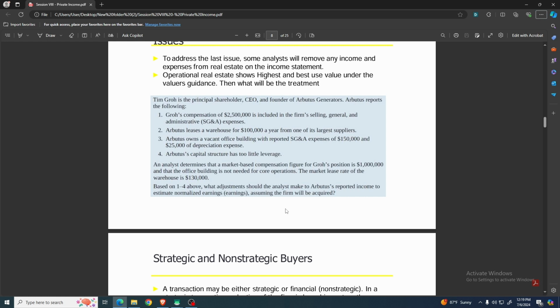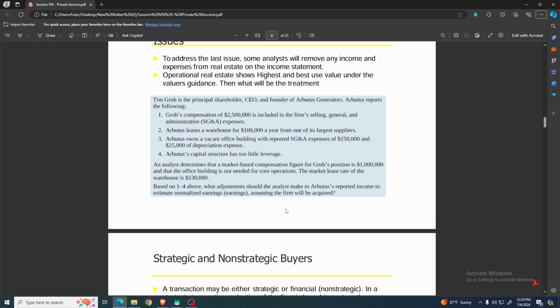And then the vacant office. Since the office building is not used for operations, its expenses, which are the 150,000 general admin expense and the 25,000 of depreciation, should be excluded from the operational earnings. And the market rental rate for the vacant office space, $130,000, can be considered an adjustment if the building is to be leased out. And then you have the capital structure. The current capital structure is noted down by the analyst, and any adjustments here would typically involve changing the interest expense if leverage is increased.